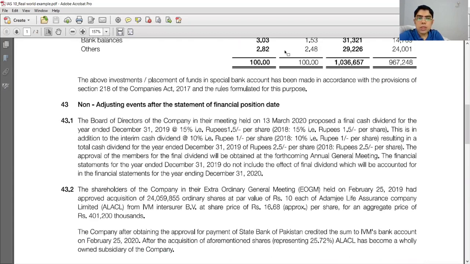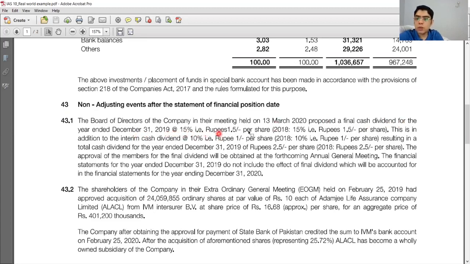I hope you can all see this note 43. What is this? Non-adjusting events after the statement of financial position date. So you would see here, the board of directors of the company in their meeting held on this date proposed a final cash dividend for the year ended December 31st, 2019 at 15%.